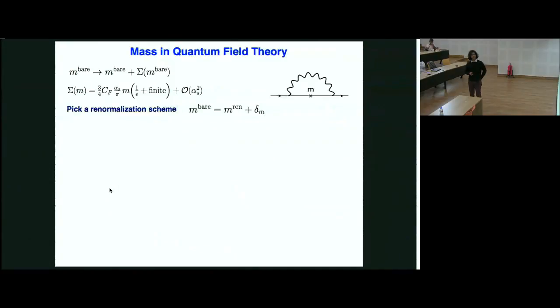So, a brief review of what this mass scheme problem is about. You have a bare mass in the Lagrangian. It gets renormalized, so you have a counter term. You absorb a part of the self-energy diagram in your mass and part of it in the counter term, and that choice determines what scheme you're measuring the mass in.